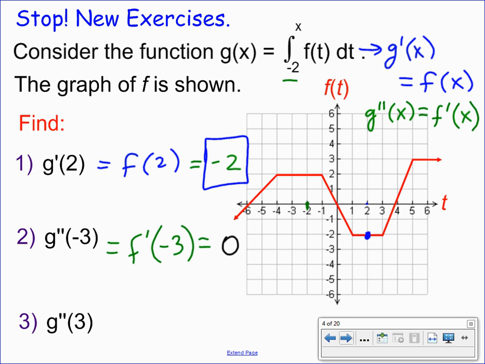0. 0, absolutely. Raise your hand if you already had 0 for number 2. Did you guys get there already? Good job. Okay.